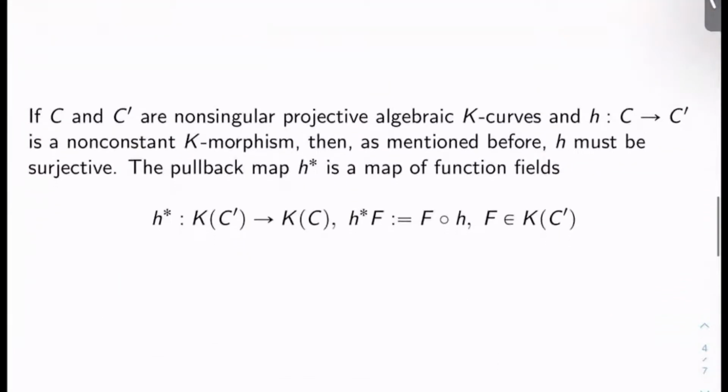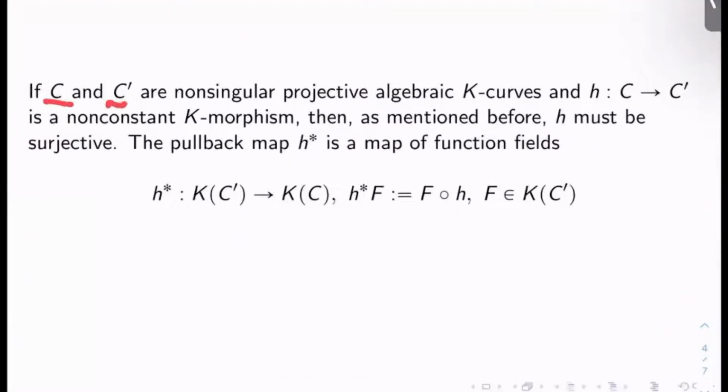Let's talk about pullback briefly. If C and C prime are non-singular projective algebraic K curves, and H from C to C prime is a non-constant morphism of curves defined over K, then, as mentioned several times in my videos, H must be surjective. Okay, we've got this pullback map, H upper star. It's a map of function fields. It goes from K of C prime to K of C.